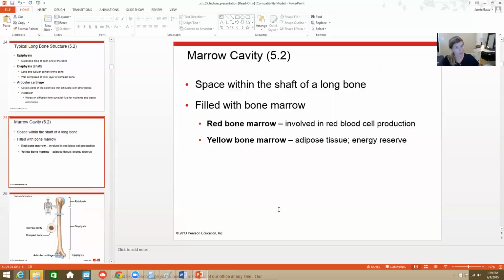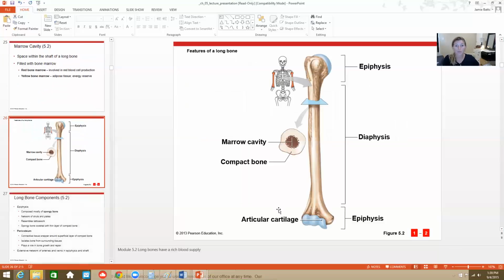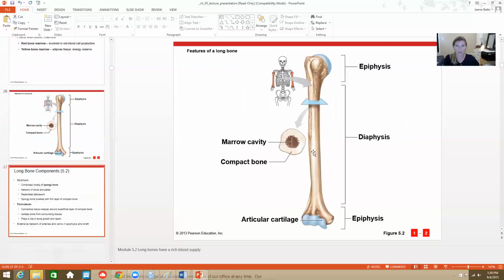It's yellow bone marrow as well as red bone marrow. Red bone marrow is where the red blood cells are produced. The yellow bone marrow is actually fat storage. Did you know that fat is stored in your bones? Yep. So there you can see a cross section with the marrow cavity. Long bone has that compact bone and spongy bone in it as well.